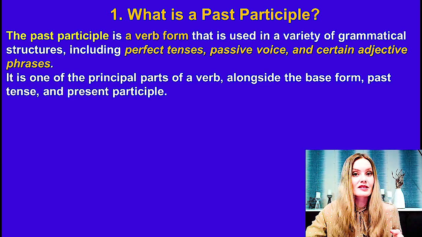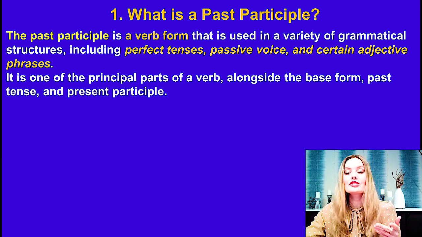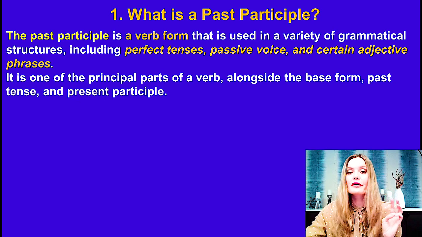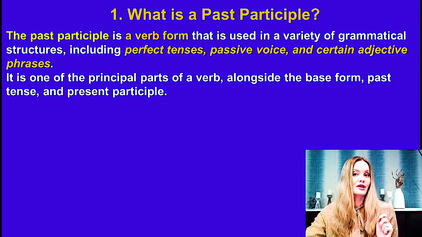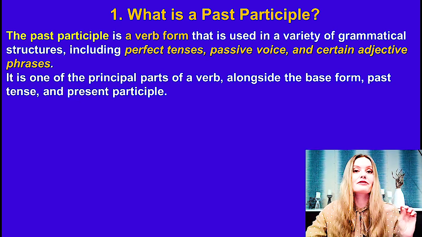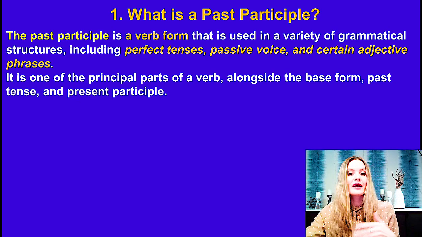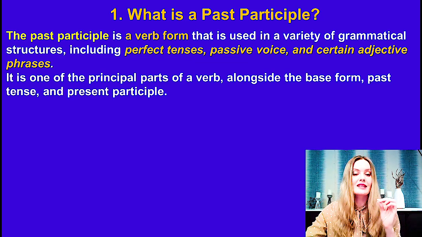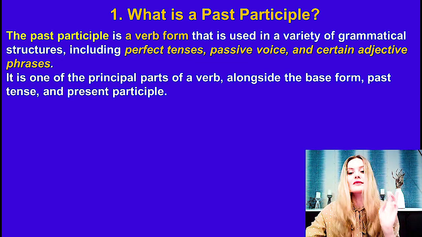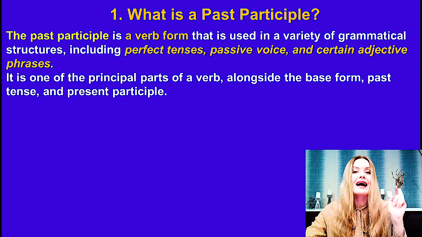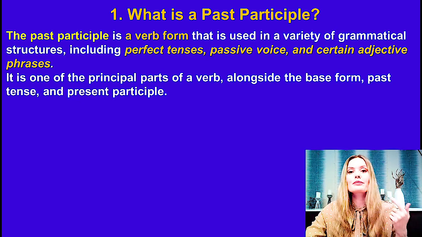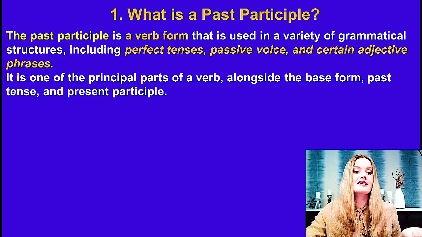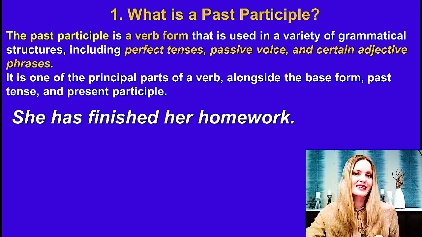The past participle is a verb form that is used in a variety of grammatical structures, including perfect tenses, passive voice, and certain adjective phrases. So one more time, we use the past participle in a variety of grammatical structures such as perfect tenses, passive voice, and adjective phrases. It is one of the principal parts of a verb, alongside the base form, past tense, and present participle. Let's take a look at this example.